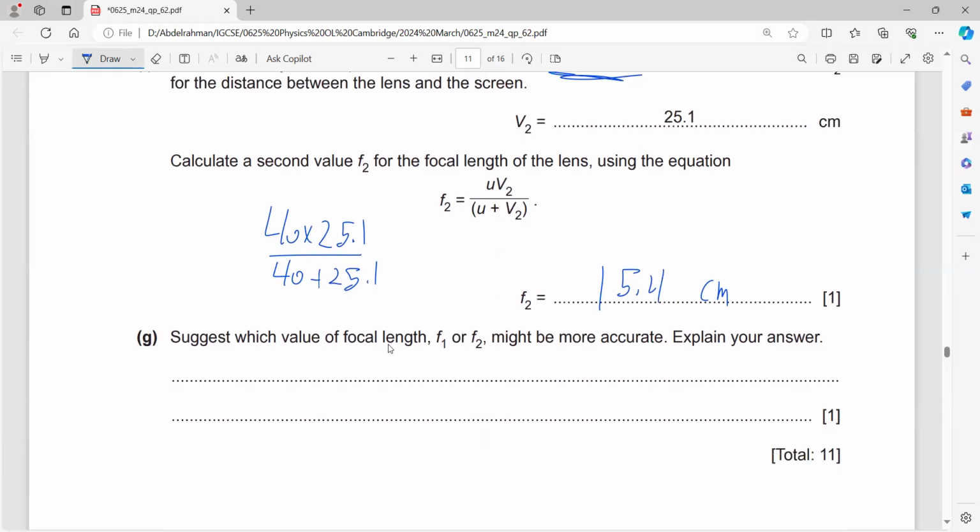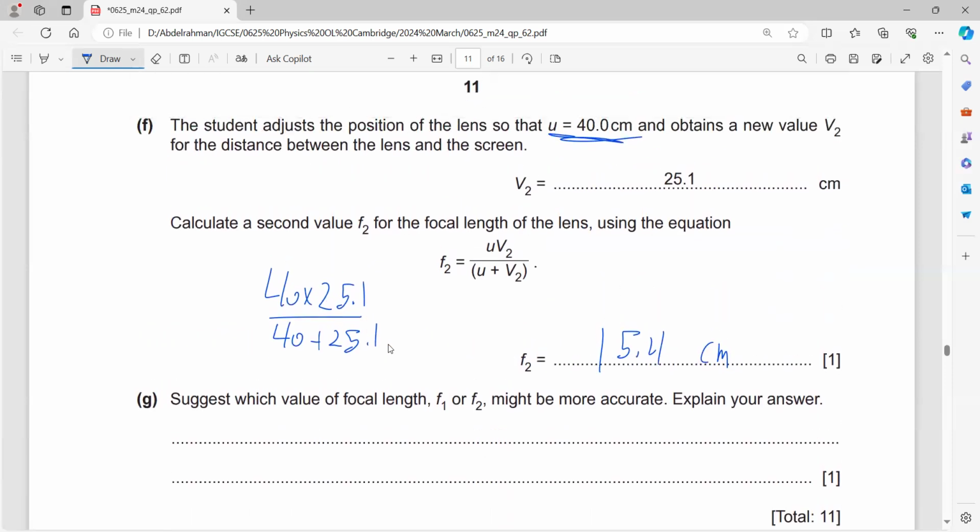Suggest which value of focal length, F1 or F2, might be more accurate and explain your answer. F1 we calculated when U was 20 centimeters. F2 we calculated when U was 40 centimeters. Whenever you increase the distance between the object and the lens, what happens to the image? The image gets smaller. So in this case, which would be more accurate? Actually, F1 would be more accurate.